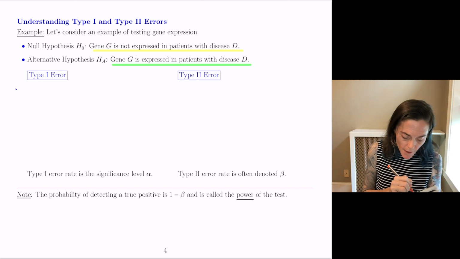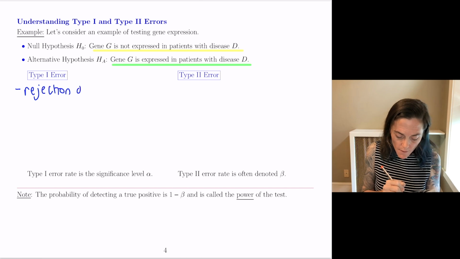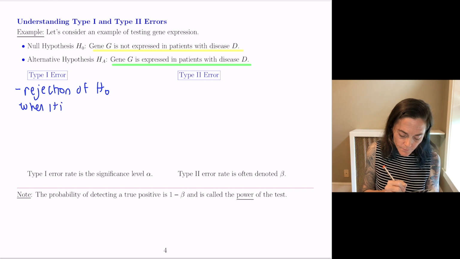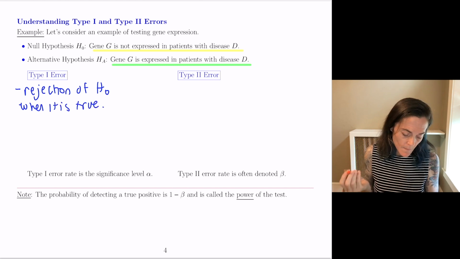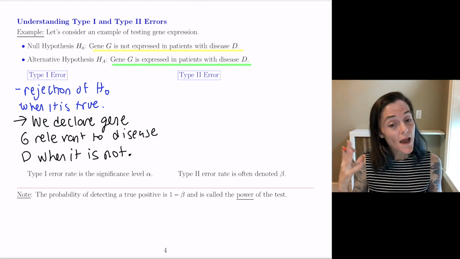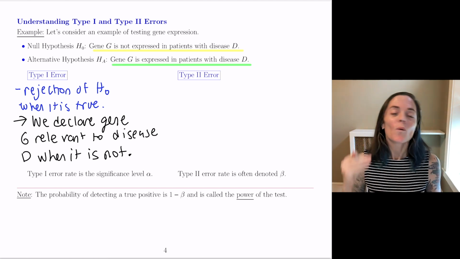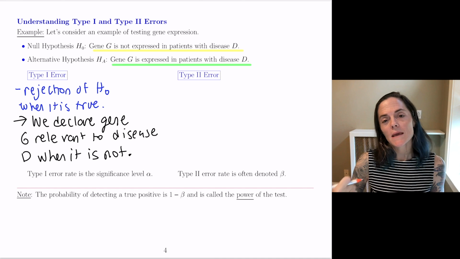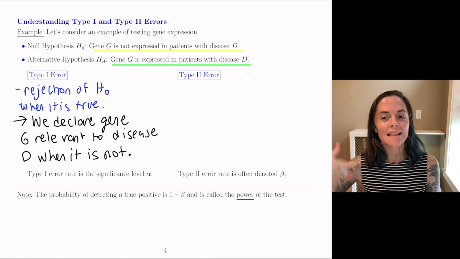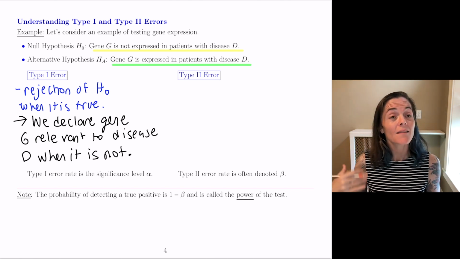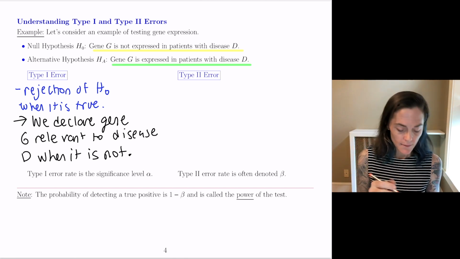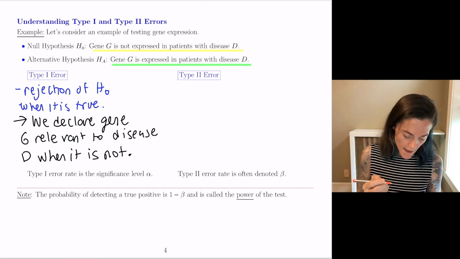A type 1 error is rejection of H0 when it is true. In this example, it would say that we declare gene G relevant to disease D when it is not. So maybe people who have this gene expressed have unnecessary stress, thinking that they might get this disease, or maybe a lot of money is spent trying to create a treatment for the disease based on this type 1 error.